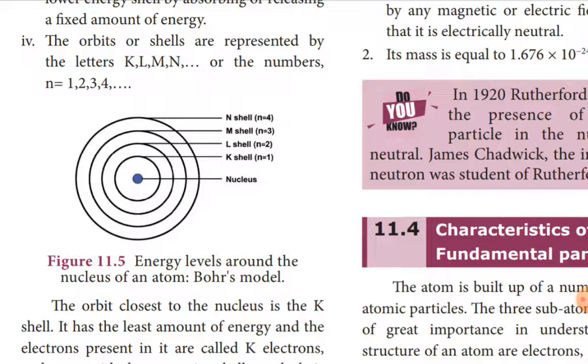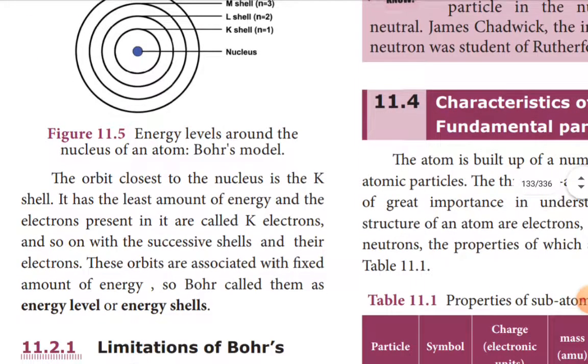So the orbit closest to the nucleus is the K shell. It has the least amount of energy. Less energy is there in the K shell.